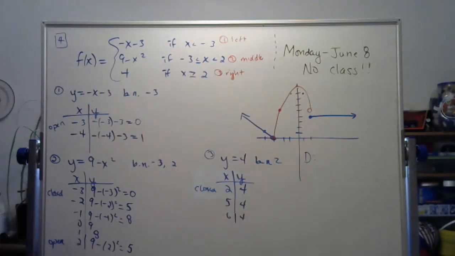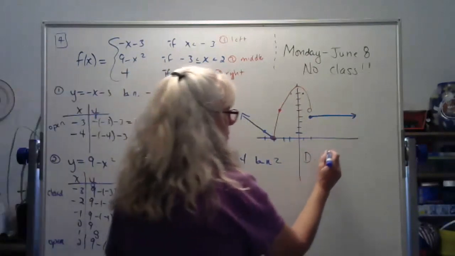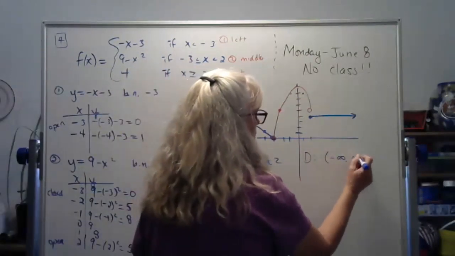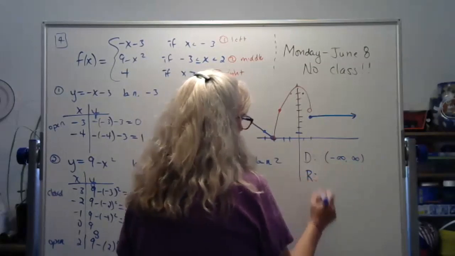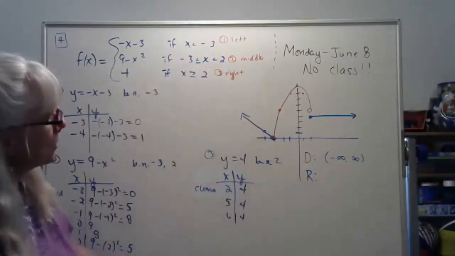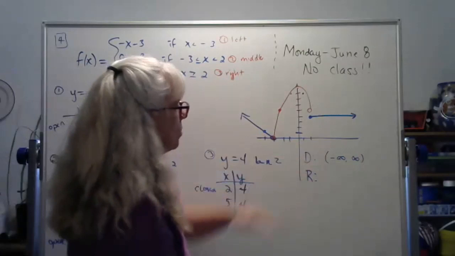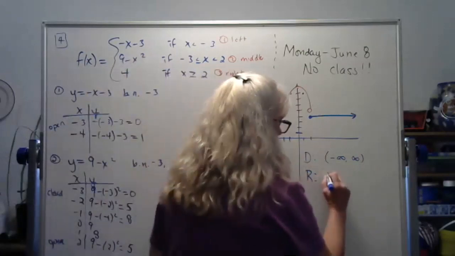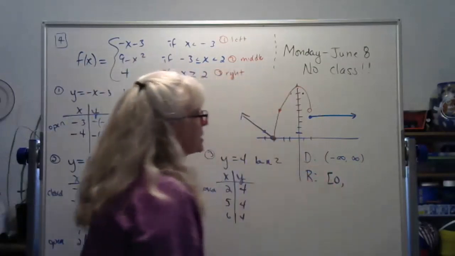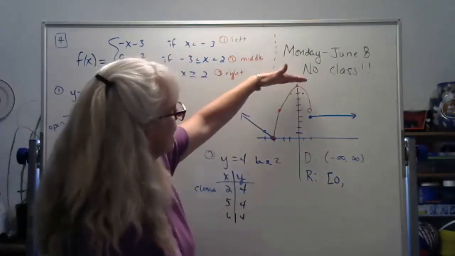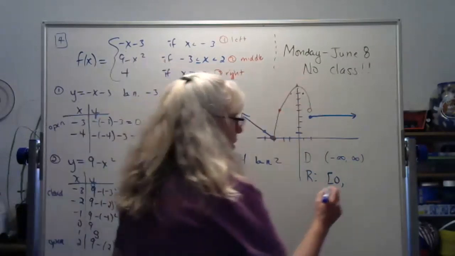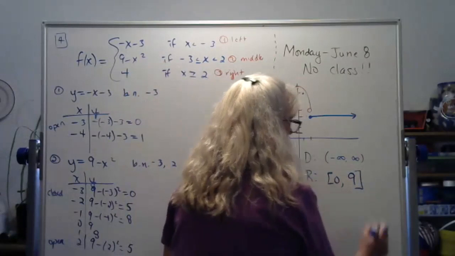So from left to right is every x value being used. Yes, so negative infinity. Okay, what about my range? So the range is the bottom to the top. Well, the bottom of the graph is at 0, and it's a closed circle, so we know to use a bracket. Okay, the top of the graph is up here at, what, 9? It's also closed, so I'm going to use a bracket.